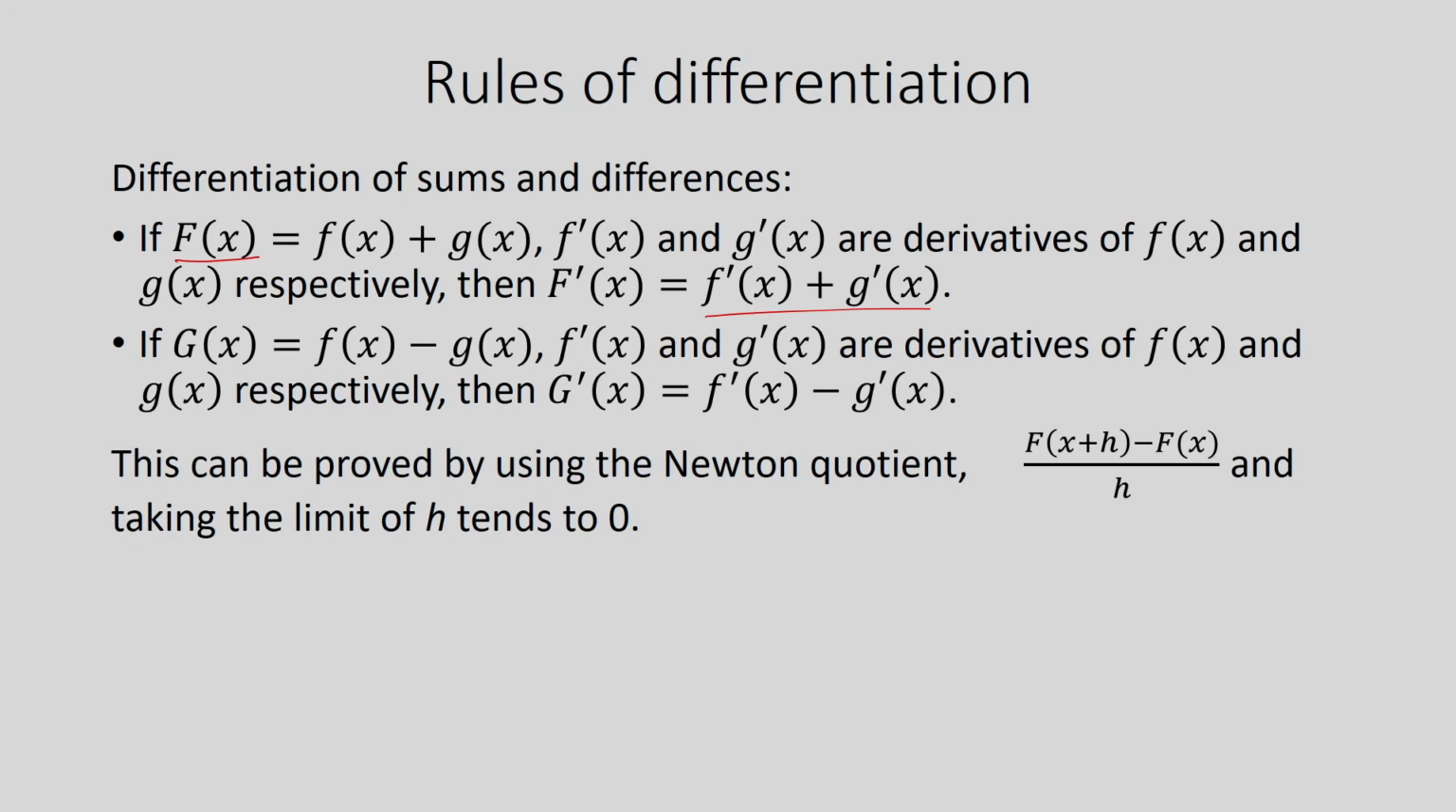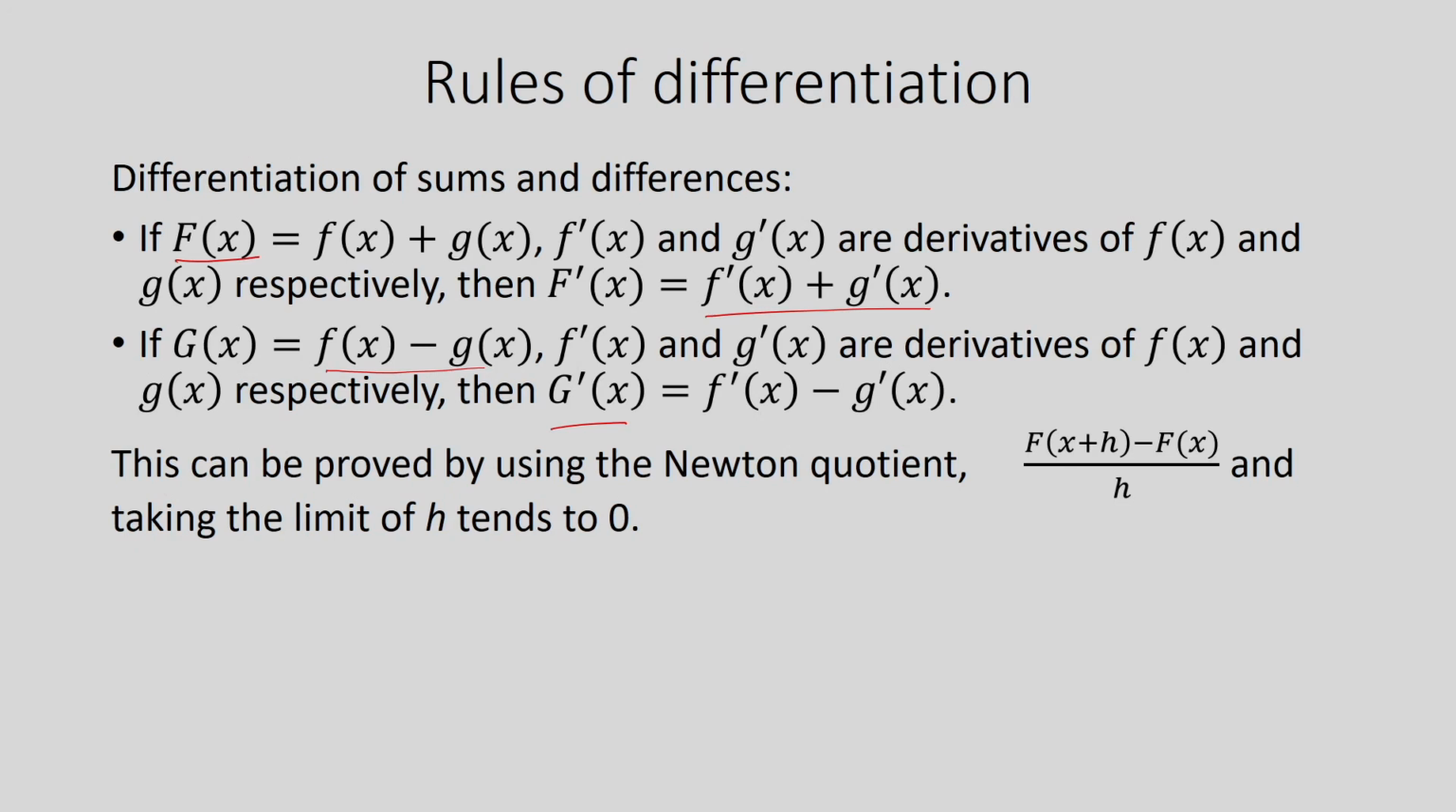Similarly, if I take two functions and deduct one function from another, so you have f one function and g another function, f x minus g x is equal to capital G x, suppose. And like before, we know f dash of x and g dash of x are the derivatives of f x and g x. Then capital G dash x is equal to f dash of x minus g dash of x.